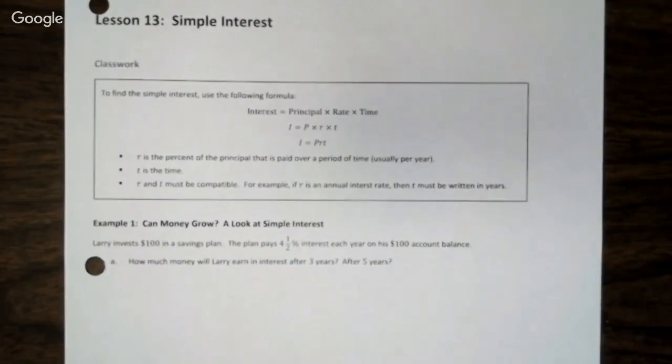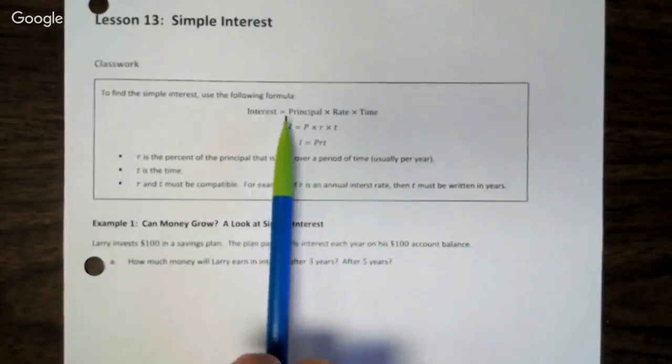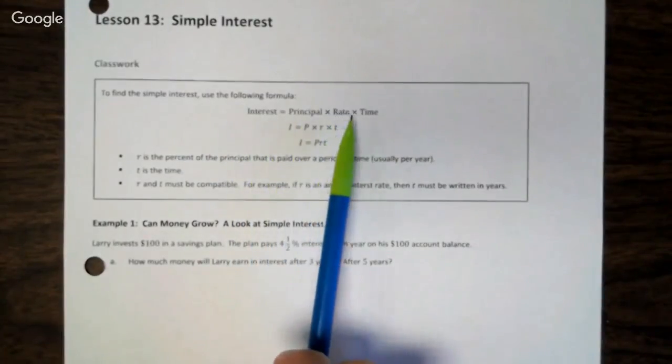All right, this is Module 4, Lesson 13. We're going to be talking about simple interest today. To find simple interest, we're going to use the following formula. Right here it says interest equals principal times rate times time.